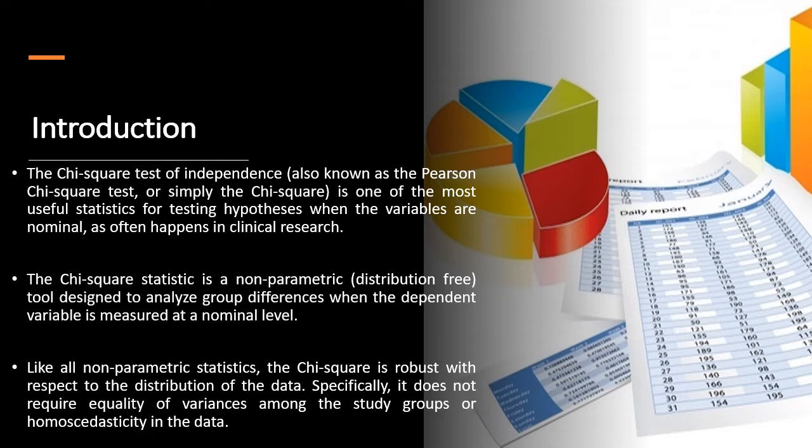Like all non-parametric statistics, the chi-square is robust with respect to the distribution of data. Specifically, it does not require equality of variances among the study groups or homoscedasticity in data. What is homoscedasticity? If you must ask, then I can say that if we have collected a certain amount of data and all the values in the data have the same kind of variance, then we can say that the data is homoscedastic in nature.